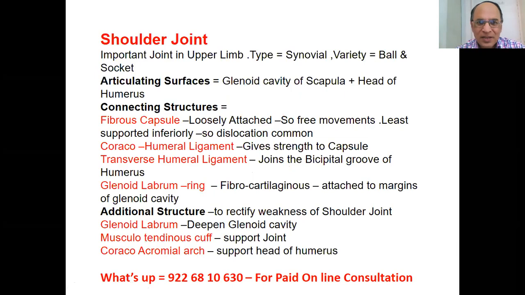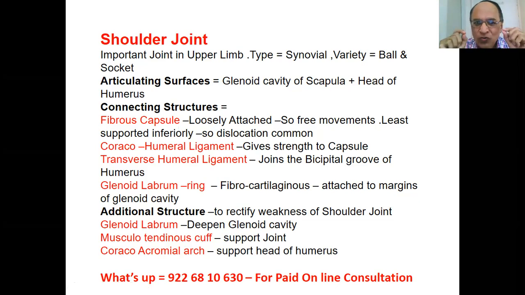Okay, let us move. Shoulder joint is an important joint in the upper extremities. This is a synovial joint and also a ball and socket joint: ball of the humerus and socket of the scapula. Articulating surfaces are the glenoid cavity of the scapula and the head of the humerus. Connecting structure: fibrous capsule. This is very loosely attached, so that's why we can do free movements.